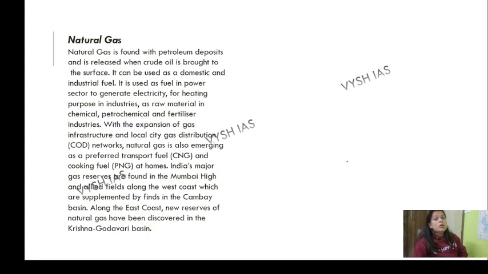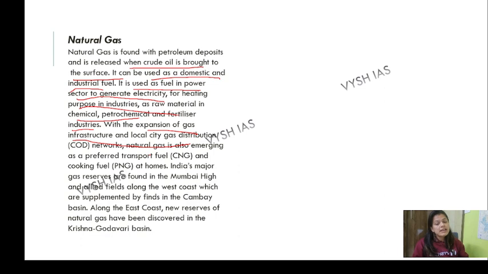Then we talk about natural gas. You know this thing, when the crude oil is brought to the surface, natural gas is extracted. It can be used as a domestic and industrial fuel. It is used as fuel in the power sector to generate electricity, for heating purposes in industries, and as raw material in chemical, petrochemical and fertilizer industry. With the expansion of gas industry infrastructure and local gas distribution networks, natural gas is also emerging as a preferred transport fuel. Now we are moving towards electric vehicles and towards a better, clean source of energy, that is CNG, and PNG at home.